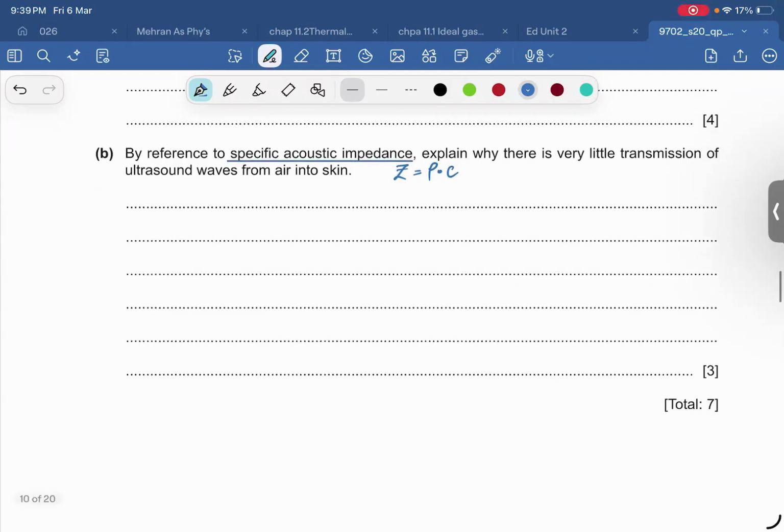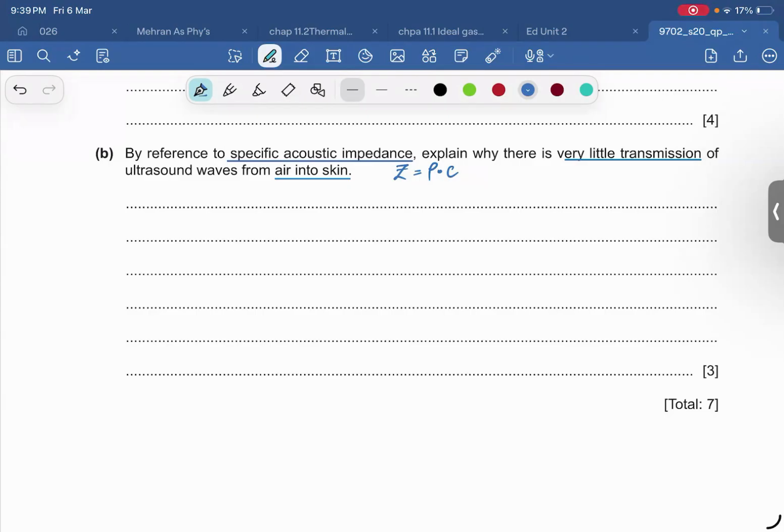So, explain why there is very little transmission from air to skin. We have air and we have skin, two media, right? If you want the maximum transmission, then the two media should have the same specific acoustic impedance. These two media should be of the same type if you want the maximum transmission to take place, right? And if there is a very... Understood. Sorry, bolo, yes.